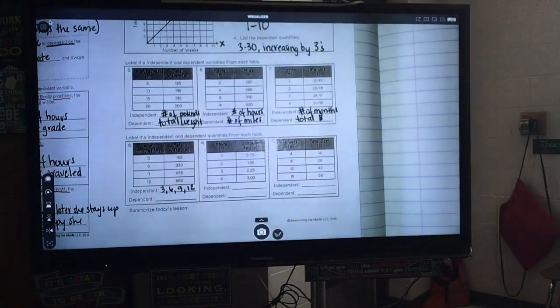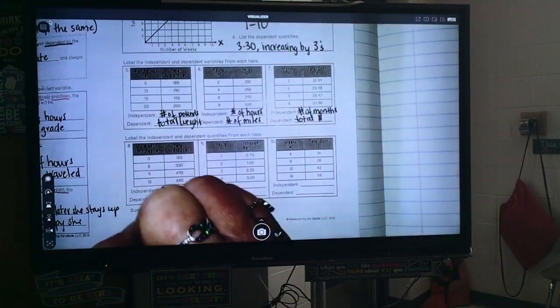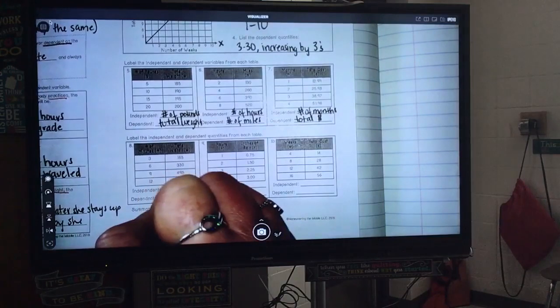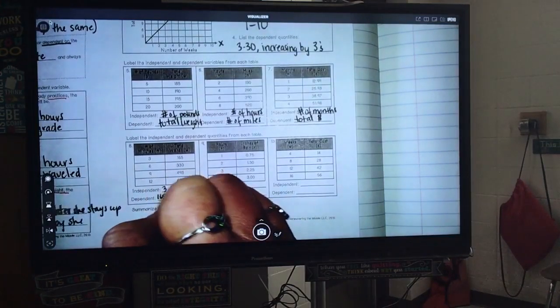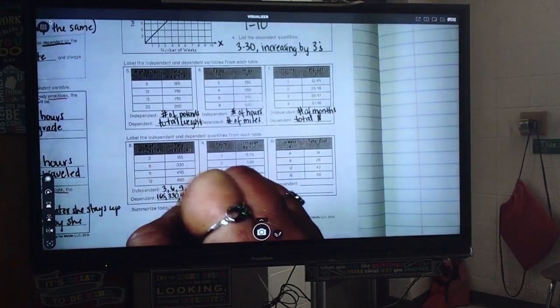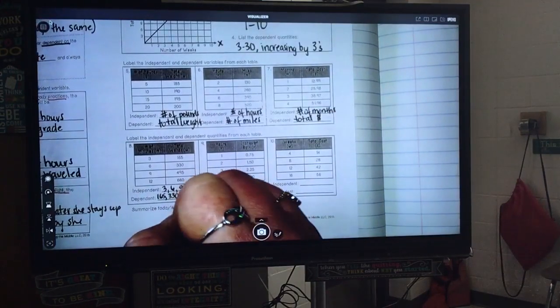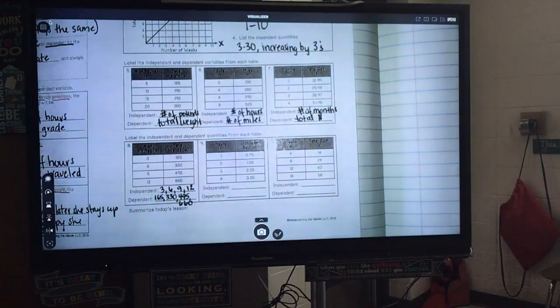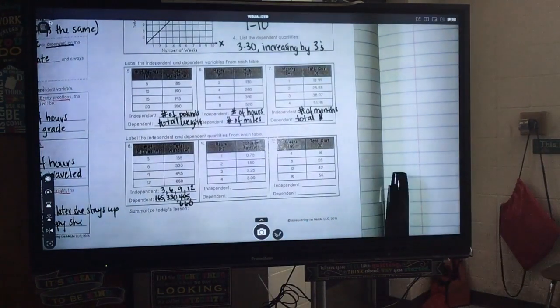Alright, and then obviously our dependent is 165, 330, 495, 660. Alright, you guys are doing 9 and 10 together. Stand up when you're done. So number 9, the independent is hours.